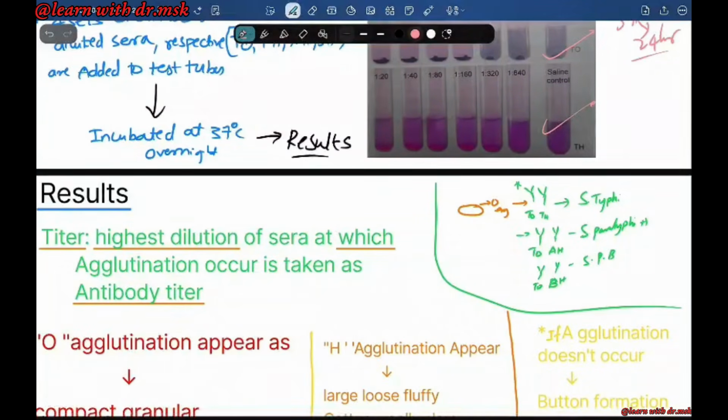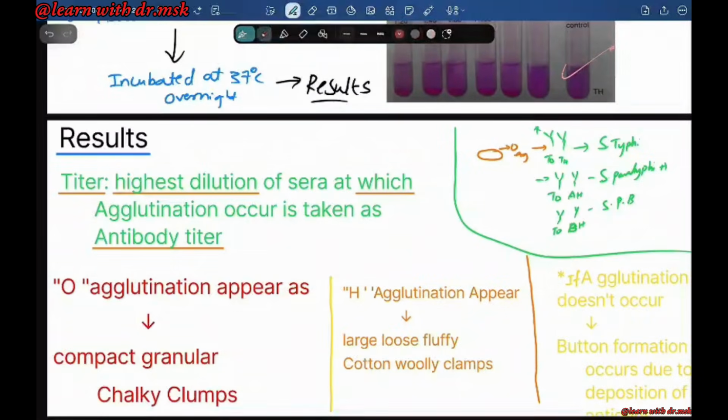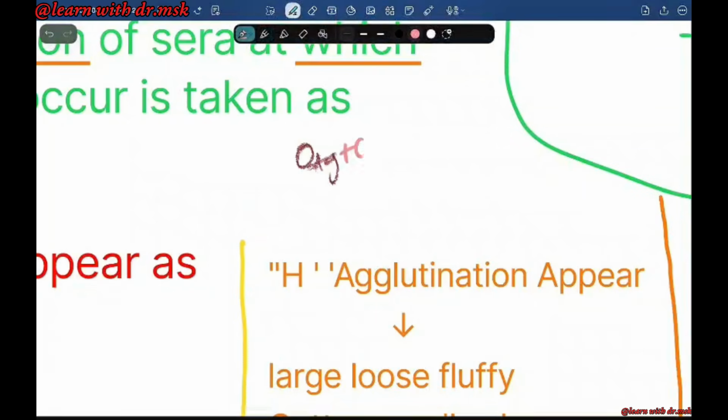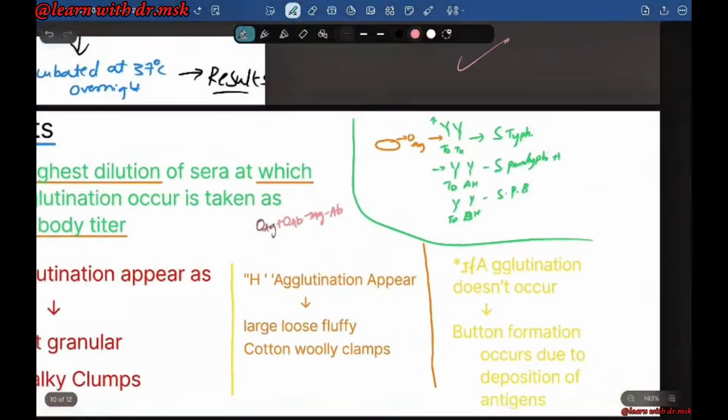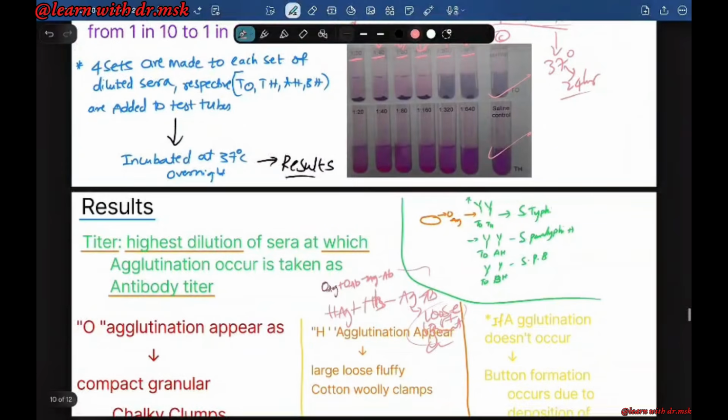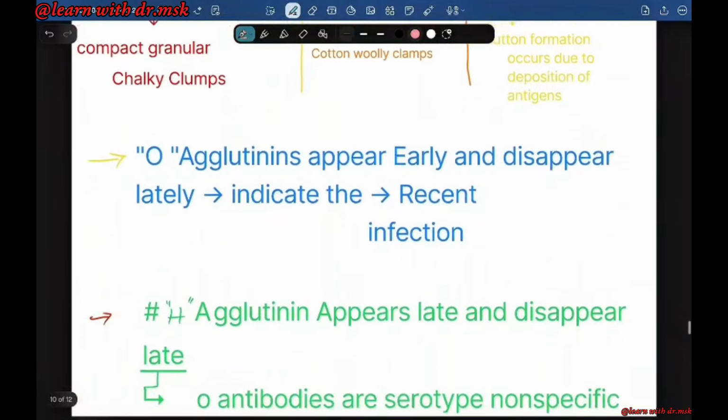After this, what results are we going to expect, sir? Simply remember, this is an important point. When O antigen reacts with O antibody, forming an antigen-antibody reaction, we have previously known it can cause compact, chalky, granular clumps. When H antigen reacts with H antibody to form an antigen-antibody reaction, large, loose, fluffy clumps can be seen. If agglutination doesn't occur, a deposition of antigen can be seen. That is a simple thing.